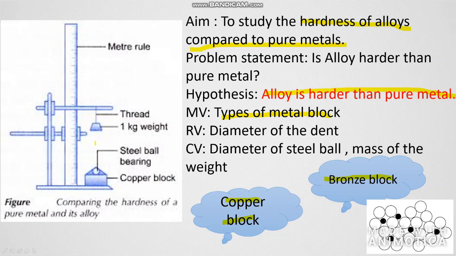So when you drop this one to the copper block and bronze block, the diameter of the dent produced by the copper block will be bigger as compared to bronze probe, because this is weaker. It is not as hard as compared to bronze. So the responding variable is diameter of the dent.